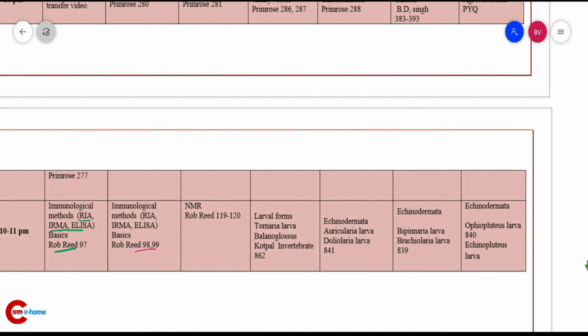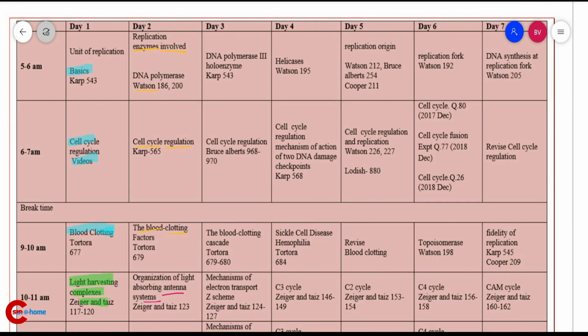Methods. Then December 3rd, you can study the structure of DNA polymerase enzyme, Karp. It's very important. Then 6 to 7 a.m., cell cycle regulation, Bruce Alberts. Then 9 to 10 a.m., the blood clotting cascade. Then 10 to 11 a.m., mechanism of electron transport, Z scheme.